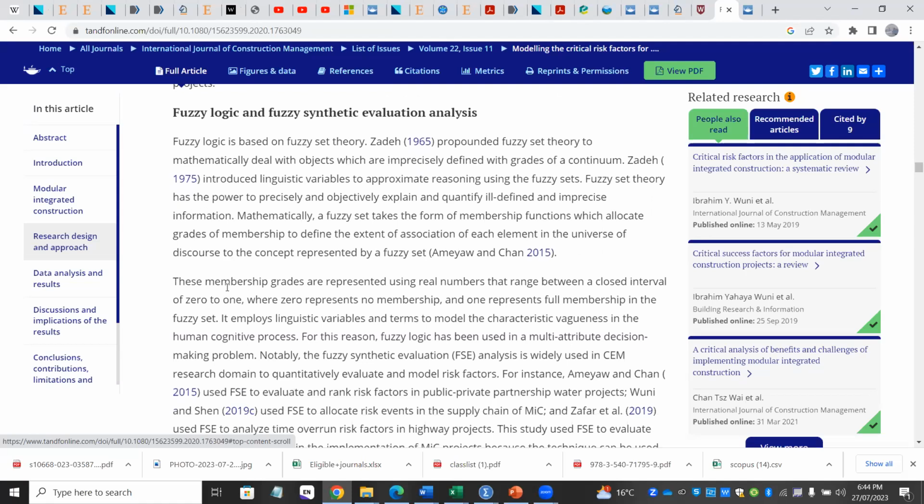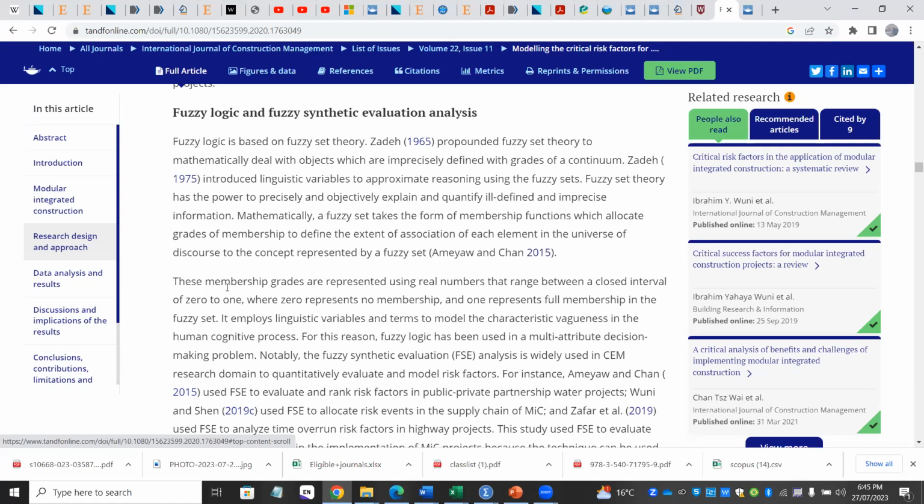So this is what he wrote about the fuzzy logic and the fuzzy synthetic evaluation analysis. The fuzzy logic, based on fuzzy set theory, was propounded by Zadeh, as I have shown to you, Lotfi Zadeh, in 1965. And we know it to be a mathematical theory. Others can also say it's kind of a computer or IT-based theory. Any of them that you want to put it, it's fine.